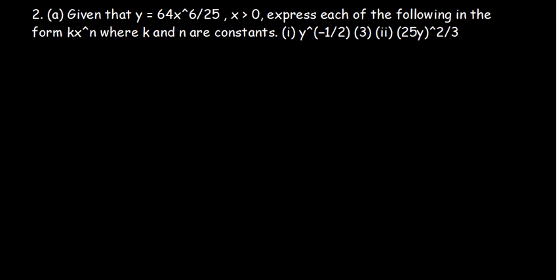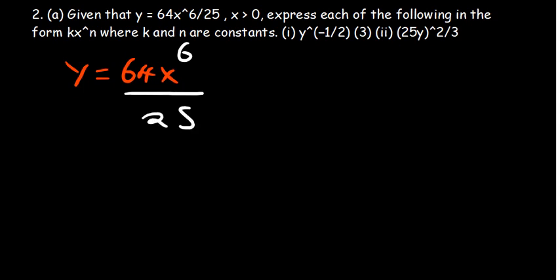Given that y is equal to 64x to the power 6 divided by 25, in the next part of the question, this is what we have as our y. Given that x, of course, should be greater than 0, that is one condition we've been given. So express each of the following in the form kx to the power n. That is the form they want us to deal with. How do you go about it now? Given that k and n are constants.